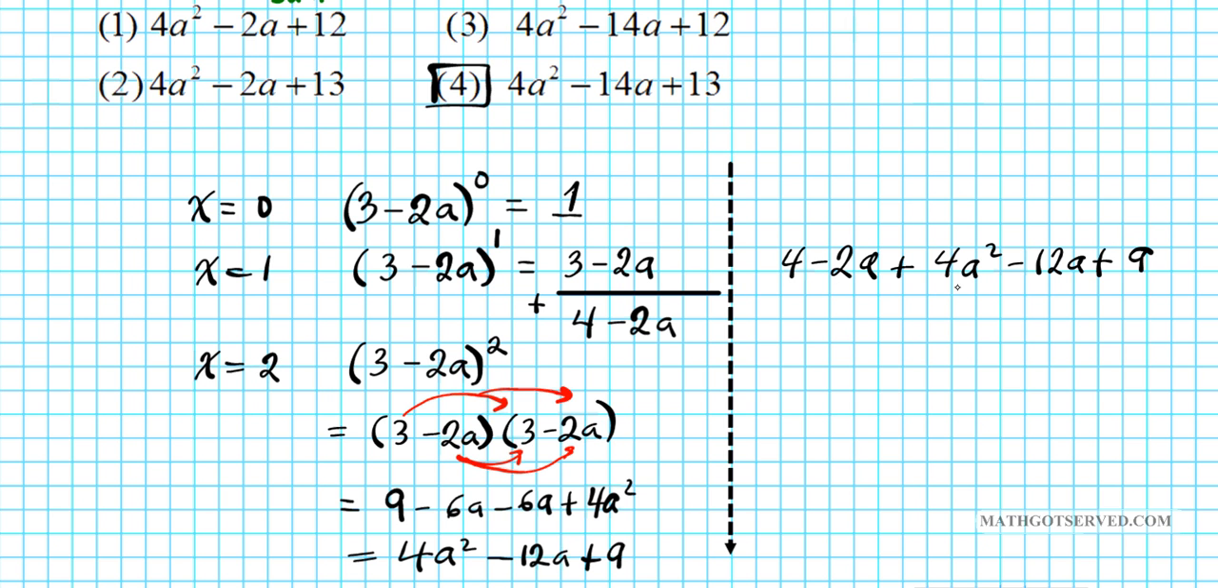So we have 4 minus 2a, the sum of the first two, plus 4a squared minus 12a plus 9. Okay, so let's see. 4a squared is the only square that there is. Bring it down. Minus 2a minus 12a, you add and keep the sign: minus 14a. And then positive 4 plus 9 is plus 13. Your answer is option number 4.